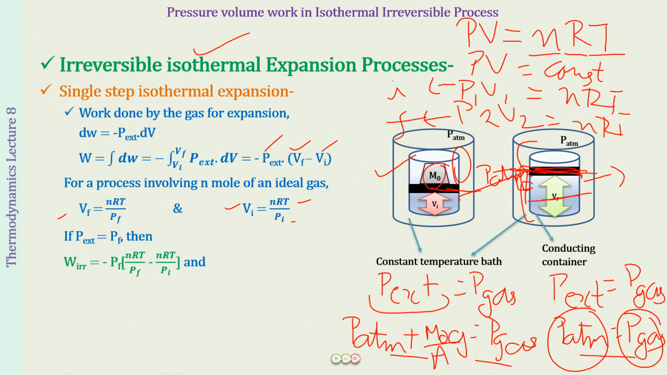So now when we substitute these values into the expression over here, what we get is W irreversible isothermal equal to minus Pf, the final pressure of the gas, multiplied by nRT over Pf minus nRT over Pi. And if you take the common nRT out, what you get is minus nRT times 1 minus Pf over Pi. This will be equal to the work for the irreversible isothermal process.